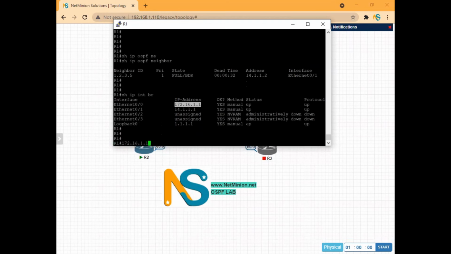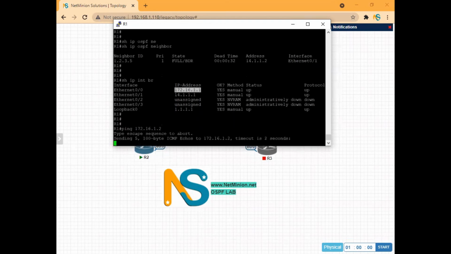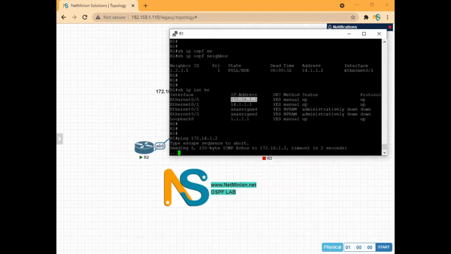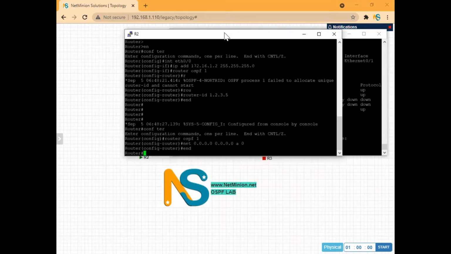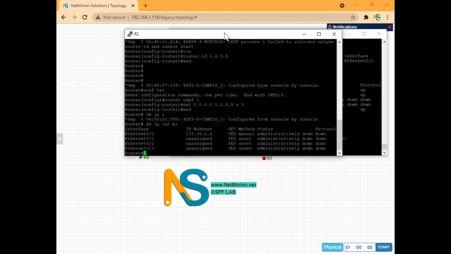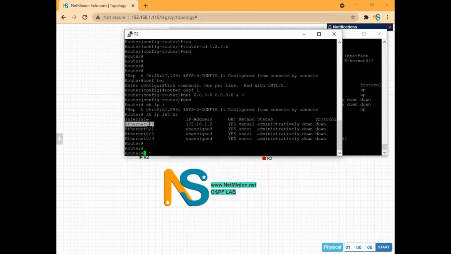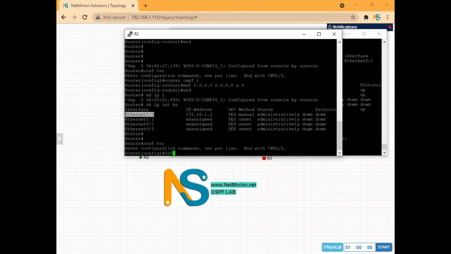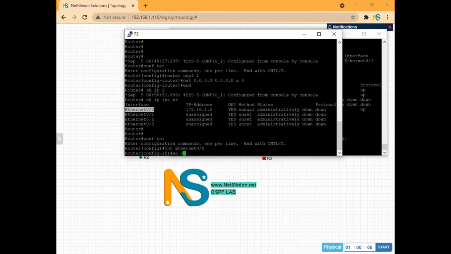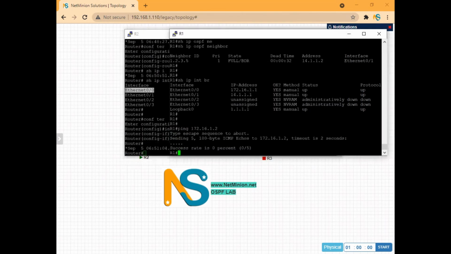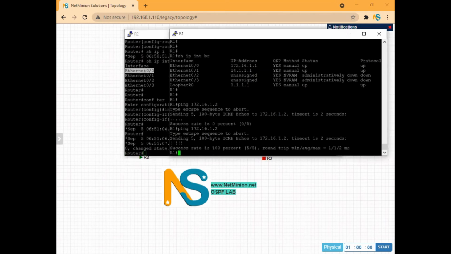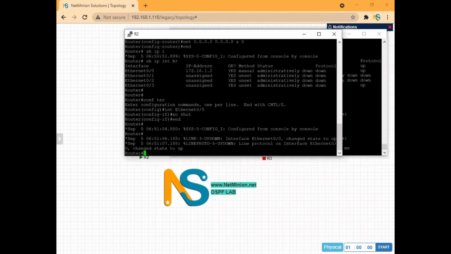It is showing up. Let me try to ping it. So our reachability is not going through. What is the reason? Maybe let me go to R2 and check. I forgot to make it no shutdown. Okay, let's wait for some time. Okay, ping is okay now. Let us wait for some time.